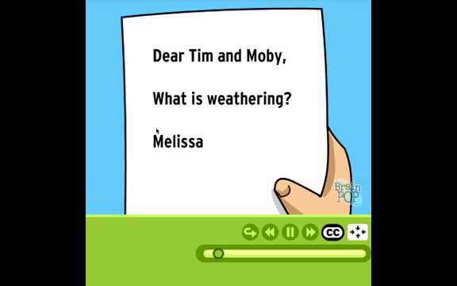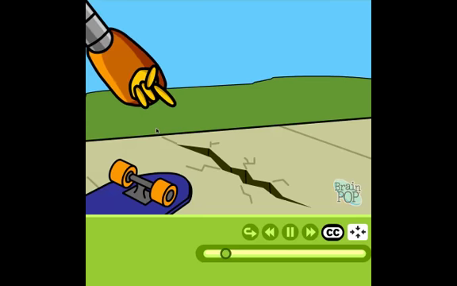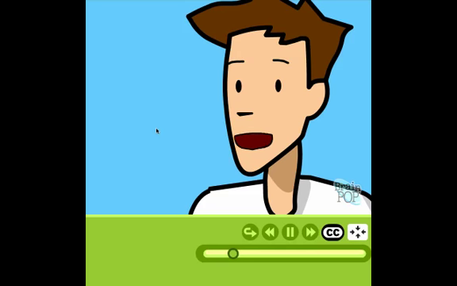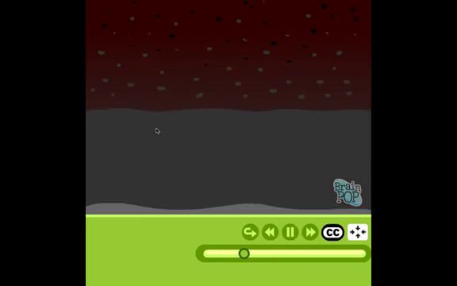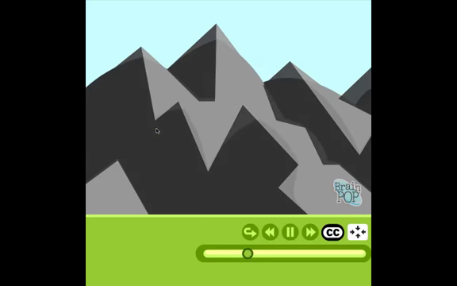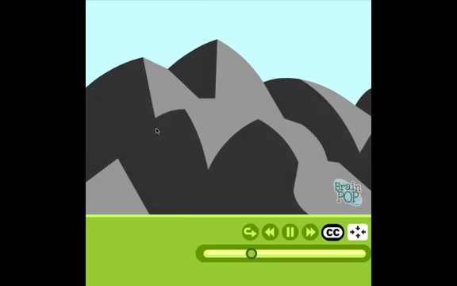Now, dear Tim and Moby, what is weathering? From Melissa. Yep, I bet weathering is responsible for those cracks. Weathering is the process that breaks down rocks into fragments and eventually sediments. Soil formation depends on sediments from weathering, and those same bits make up sedimentary rocks. Weathering can even change the Earth's surface over time.